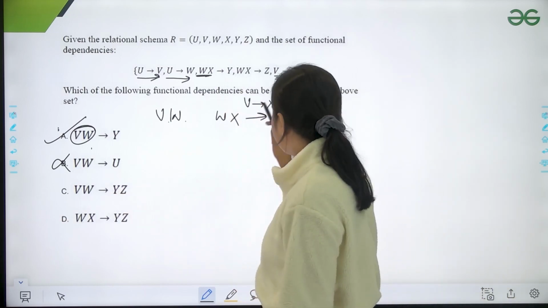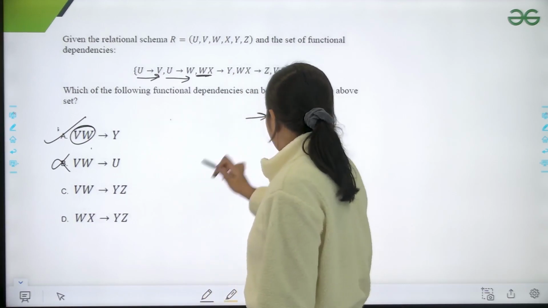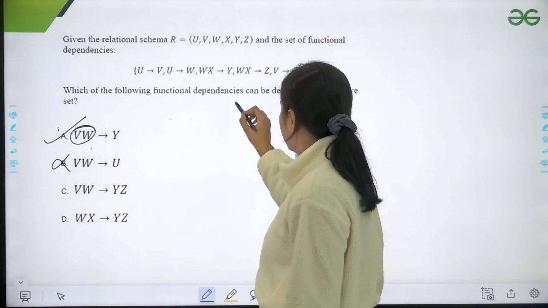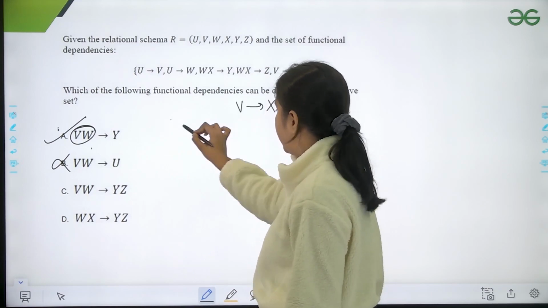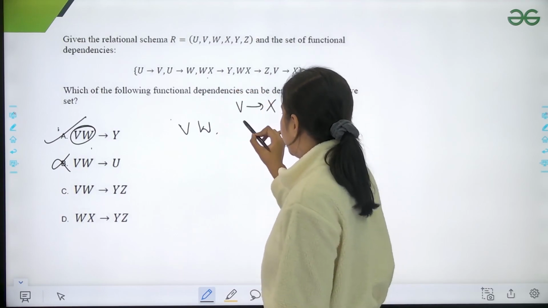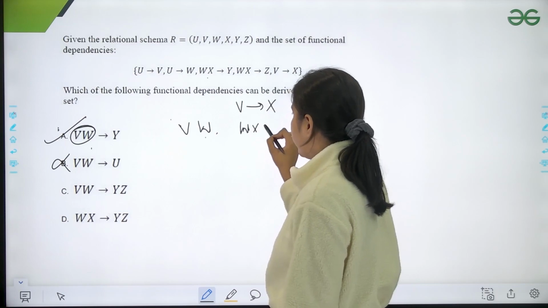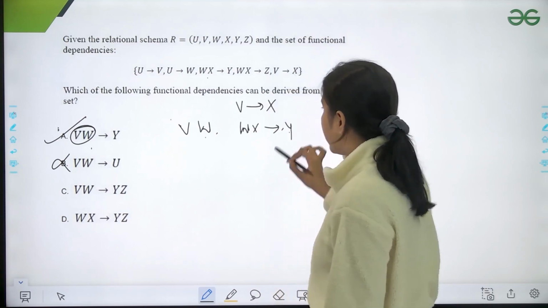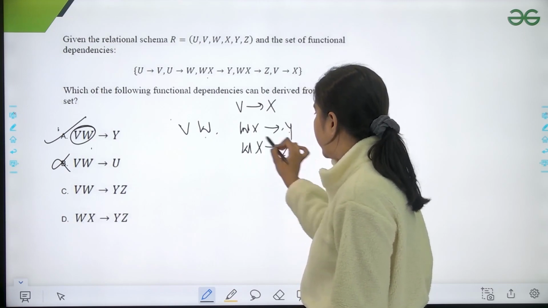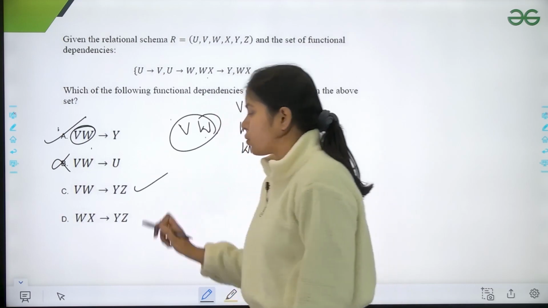Then VW to YZ. Let's see VW to YZ. So again, from V I'll get X. I already have VW. W I already have and X I got from V, then I can say that it is Y. So I already get Y, and from WX I can get Z. So I can say that from VW I reach Y and Z. So that is also true.